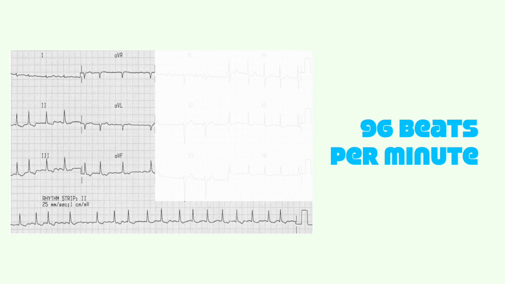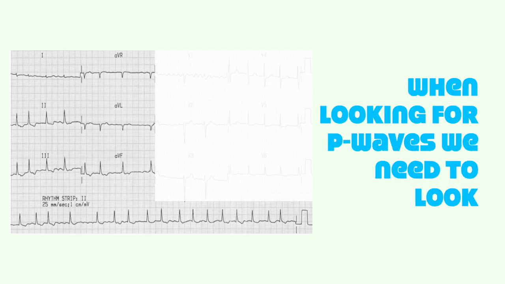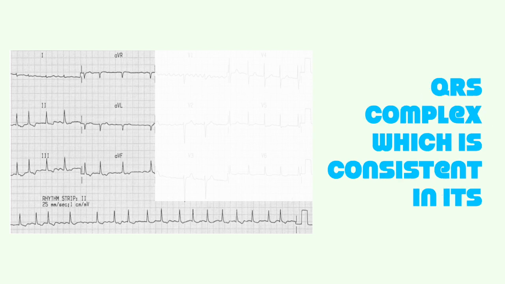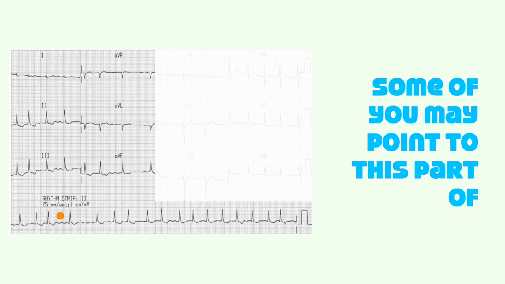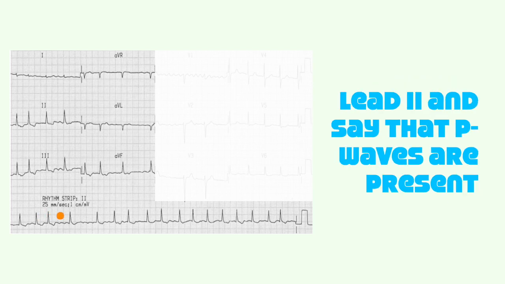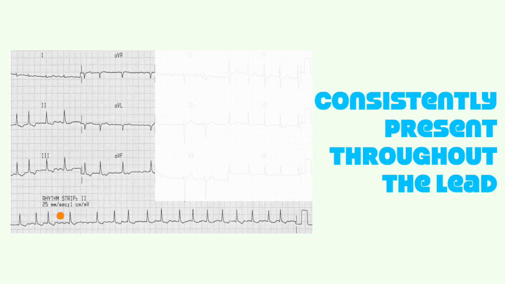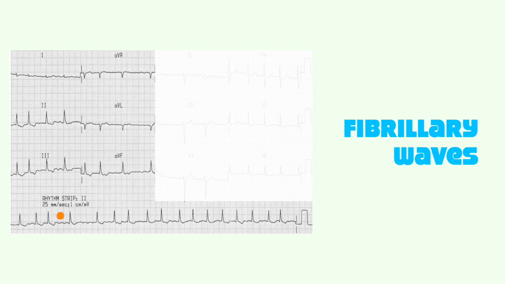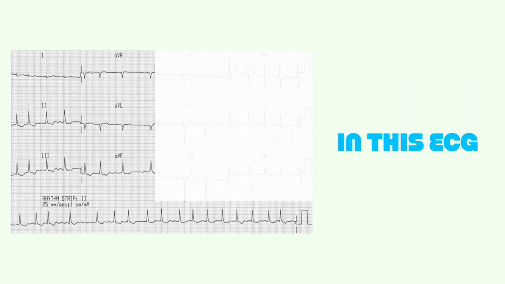Next thing we need to look out for is P waves. When looking for P waves, we need to look for a positive deflection before a QRS complex, which is consistent in its morphology throughout the lead. Some of you may point to this part of lead 2 and say that P waves are present. However, we can't say this shape is consistently present throughout the lead. Instead, these are most probably fibrillary waves. So we can conclude P waves are absent in this ECG.